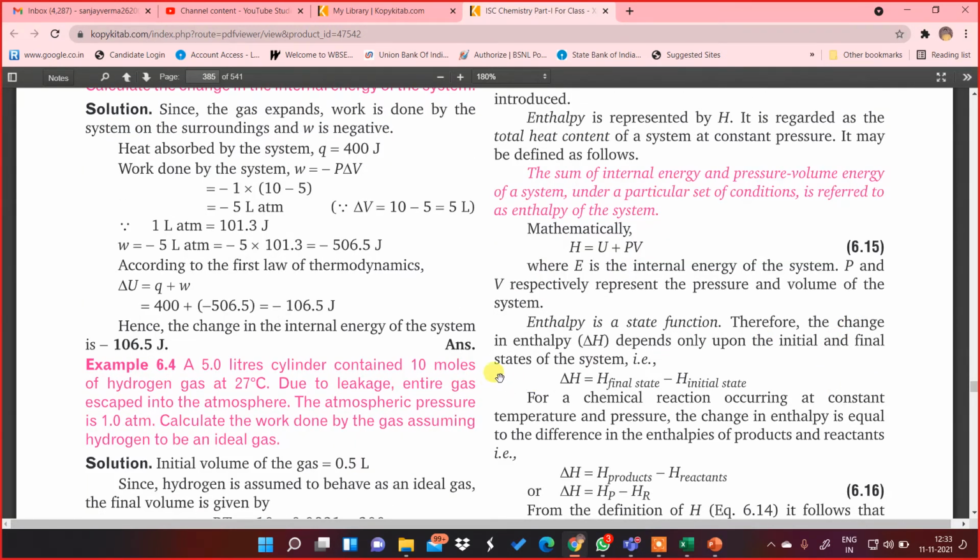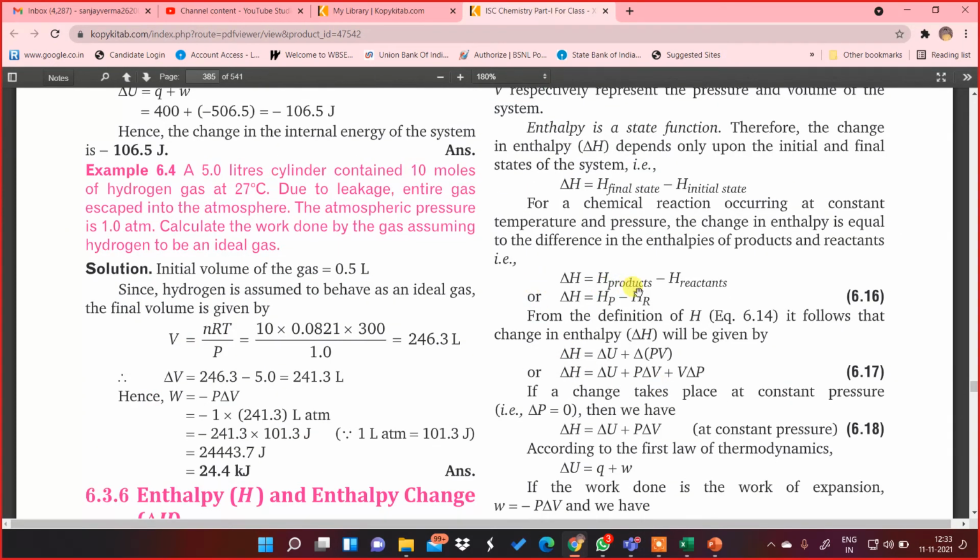Therefore, the change in enthalpy depends only upon the initial and the final states of the system. So delta H is H of products minus H of reactants. So this you remember. And you can just do some manipulation with this formula. Delta H is equal to delta U plus delta PV. Okay, and expand this. If a change takes place at constant pressure, this P becomes zero, this becomes zero. So we have only delta U plus P delta V.